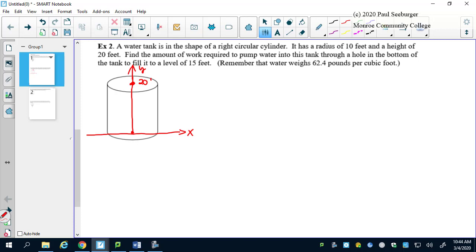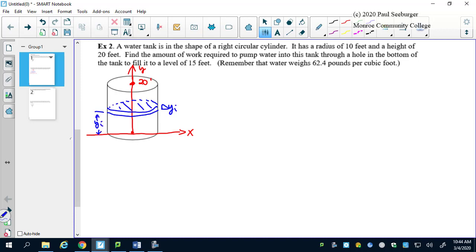Now we need to draw in a representative disk of fluid here. So coming around it, back behind it, and then give it some thickness. This is going to be our disk of fluid. We'll make it have thickness delta y sub i. Its height is going to be y sub i.